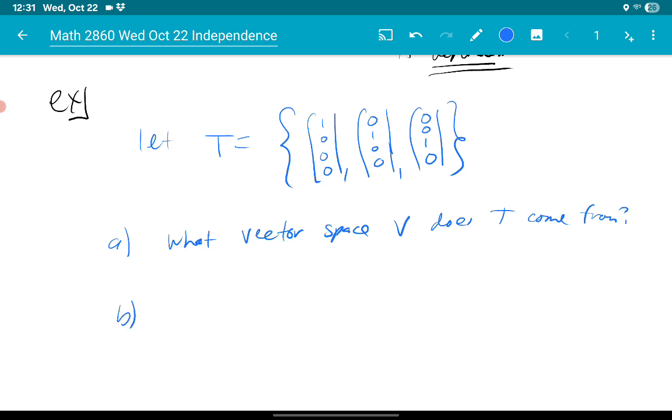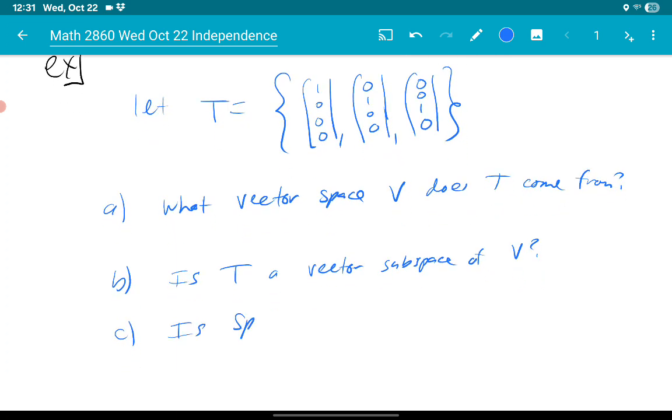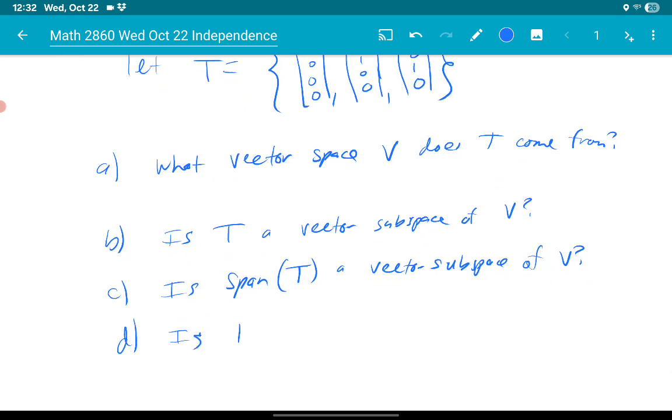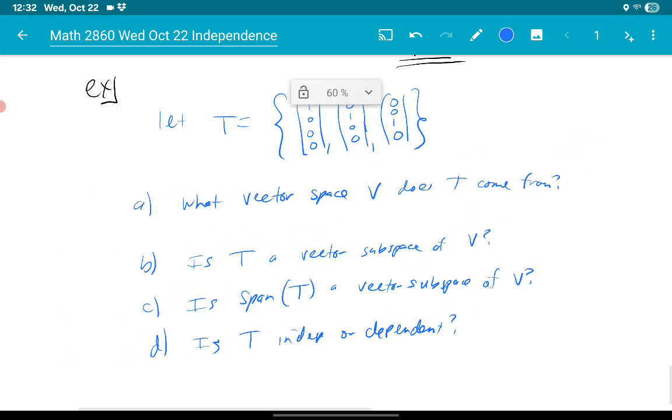And then B, I'll ask some questions that should be easy for you, because we went over them, but just to make sure: is T itself a vector subspace of V? And C, another one that should be pretty easy: is the span of T a vector subspace of V? And then the last question: is T independent or dependent? We'll use some abbreviations. All right, so let's answer these.